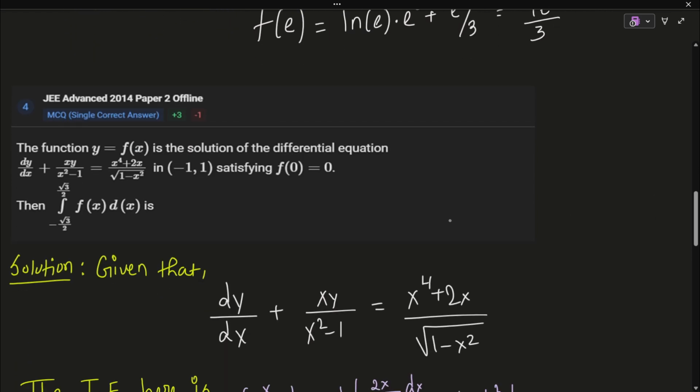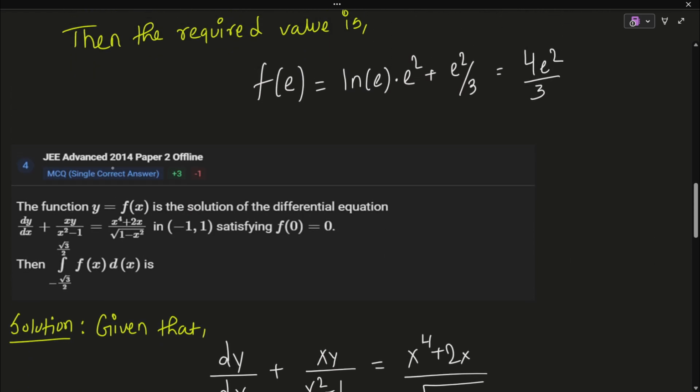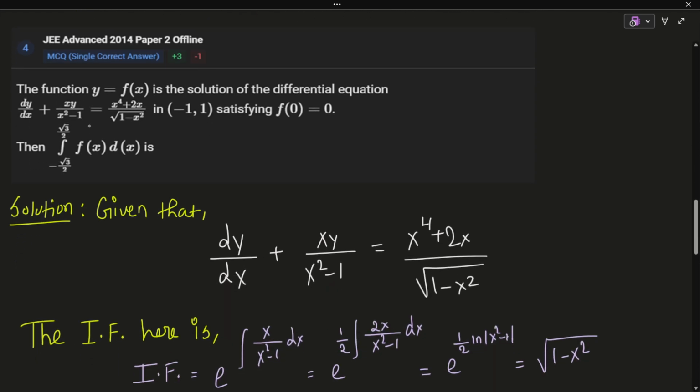Okay, let's go to another one. So this is again a question from JEE Advanced 2014, Paper 2. Paper 2 is usually tougher in JEE Advanced. So you have this equation here, dy by dx and so on.